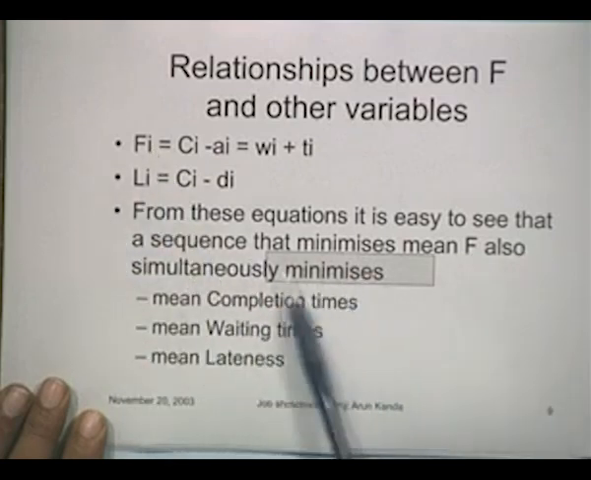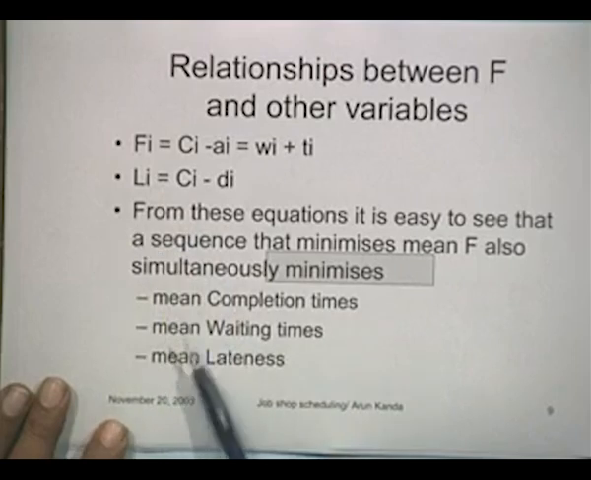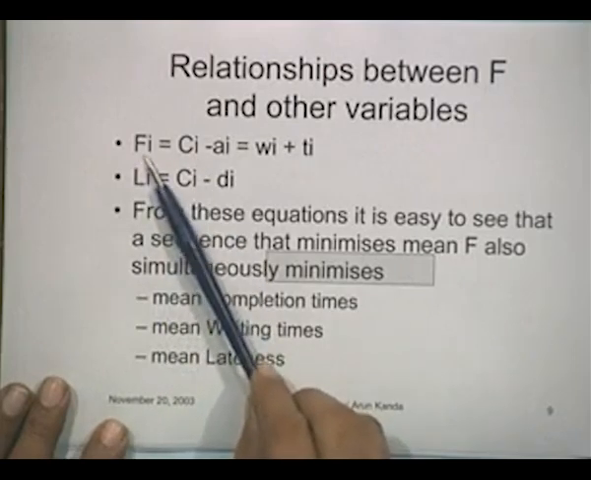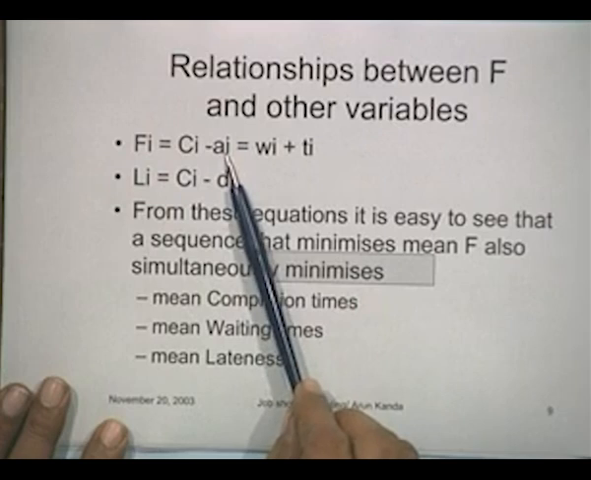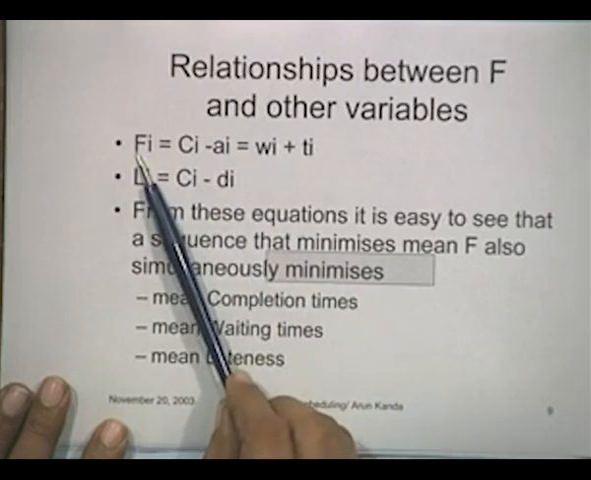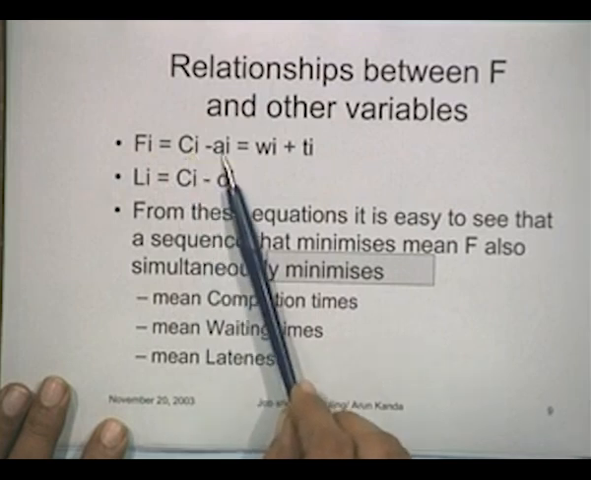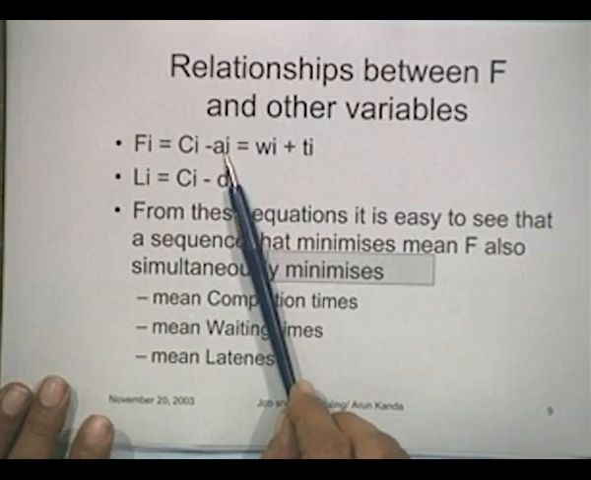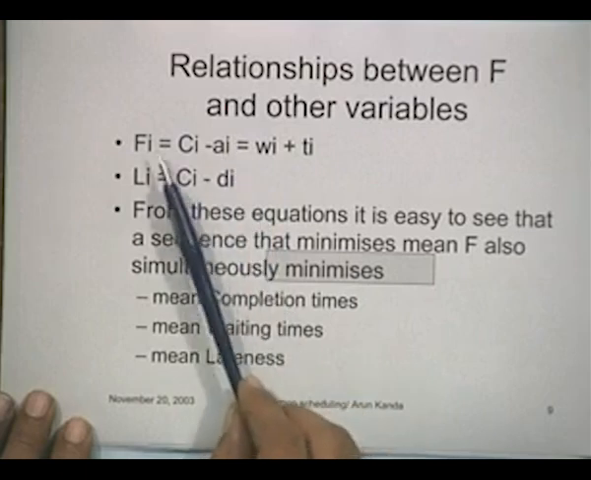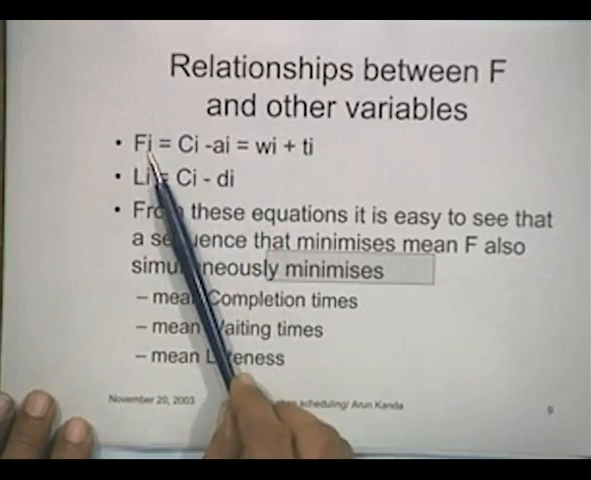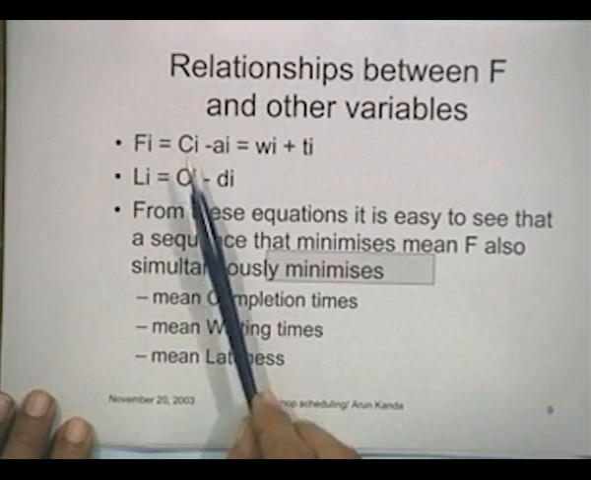From these equations it's easy to see that a sequence that minimizes mean flow time also simultaneously minimizes a variety of other things. How? Mean flow time is equal to Ci minus Ai. So what does this mean? The average flow time is equal to the average completion time minus the average of arrival times. Now the arrival times average will be a constant, isn't it? The time for arrivals will be a constant because that's the time that the jobs came on the scene. So this is a constant. So any particular rule which minimizes the mean flow time will also minimize the mean completion time.